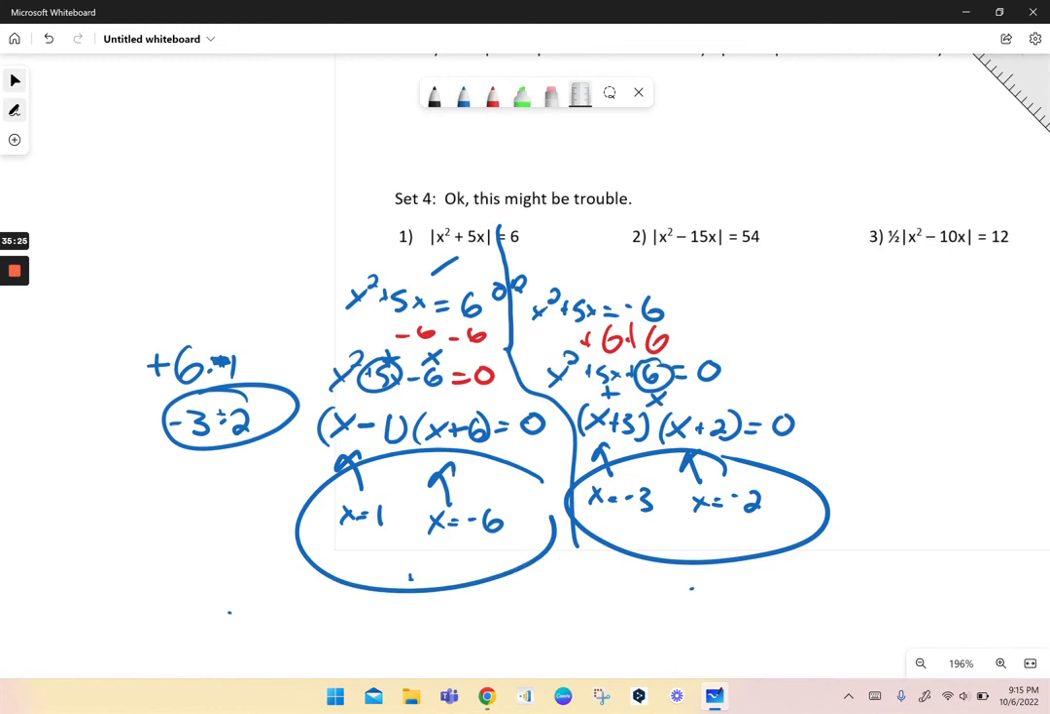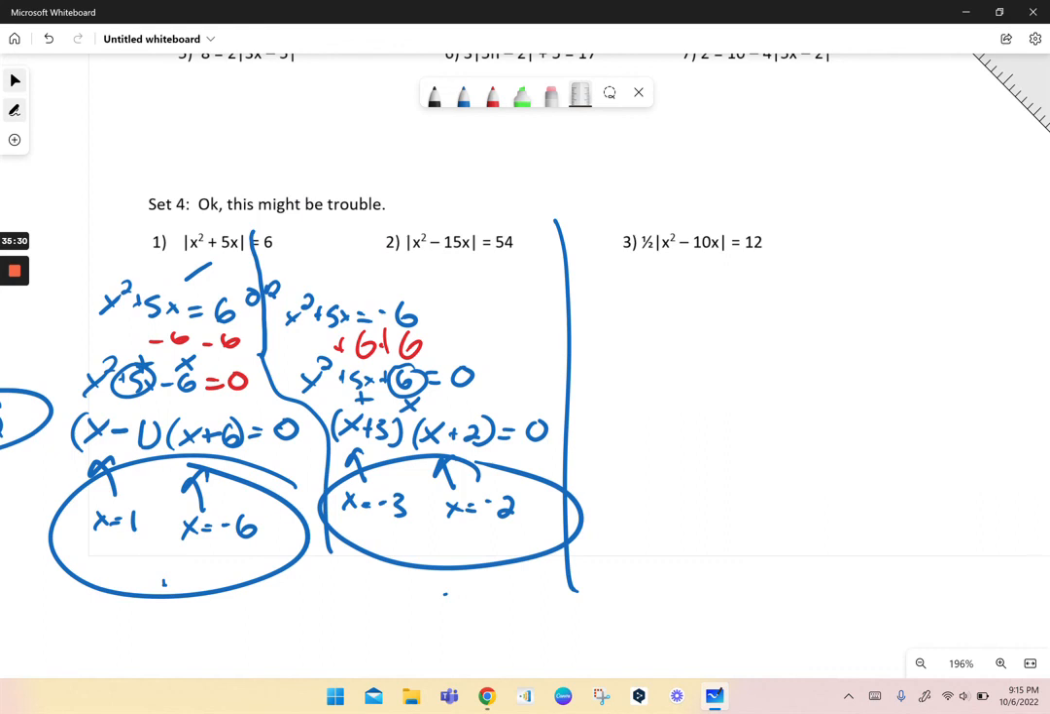All right, there's one more over here for you guys to try. And guys, this is just the same kind of thing. The only difference is that we don't have the absolute value by itself yet. There's this 1/2 here. We need to cancel it out by multiplying by the reciprocal. So multiply by 2. And so we'll get absolute value of x squared minus 10x equals 24. We do 2 times 1/2 to cancel it out. And it's the same as before.